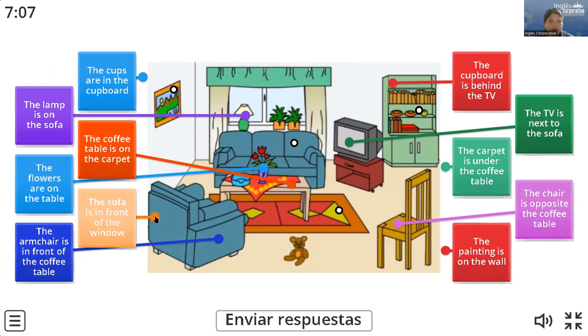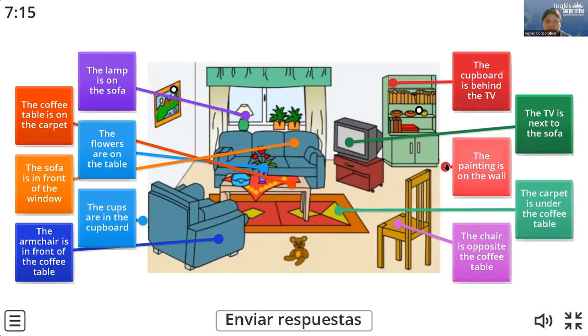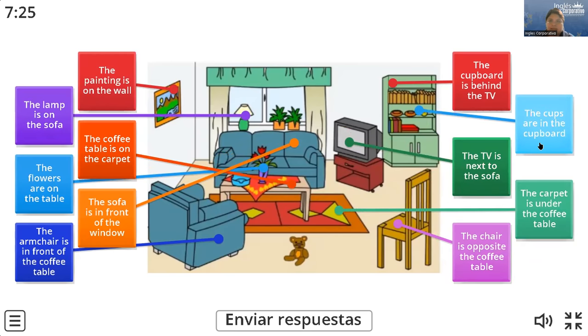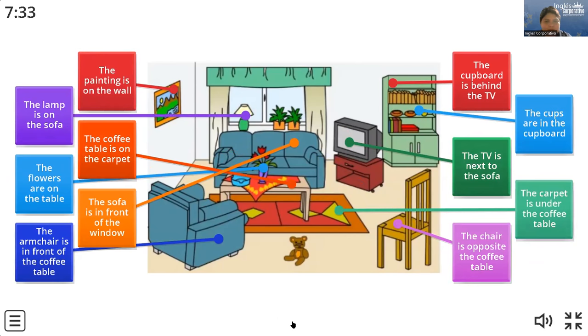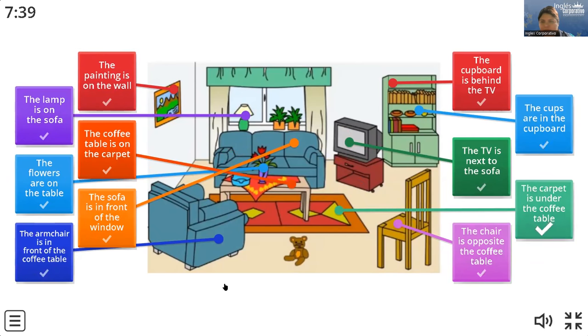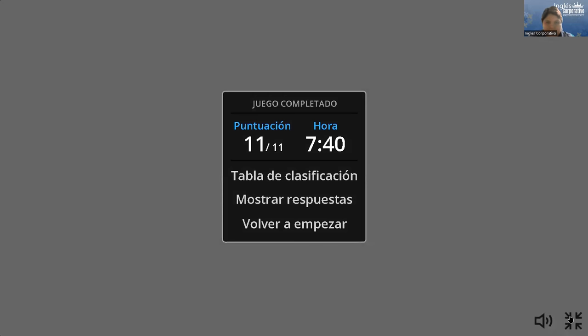Okay, the sofa is in front of the window. So this is the sofa. The carpet is under the coffee table. The painting is? It's on the wall. And, okay, the cups are in the cupboard. This one, right? Las tazas. Are we missing any? I think we're ready, right? Okay, so let's see. Okay, so I think that you got most of them, right?